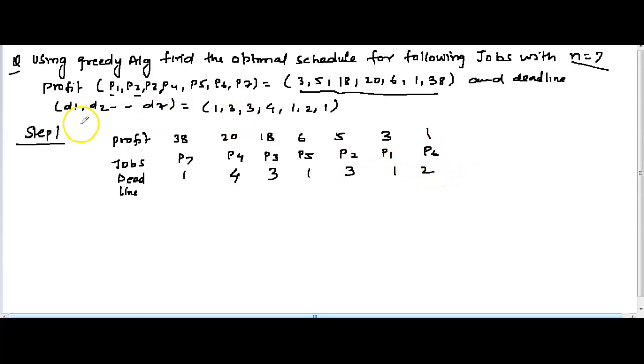So what you have done in step 1: we have written the profit in the descending order, and the respective job and deadline we have mentioned below it. Understood this one: profit, jobs and deadline.